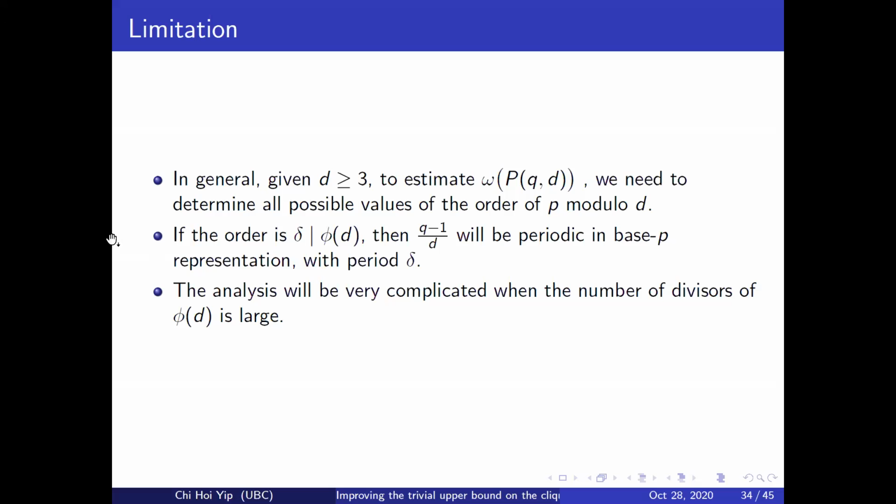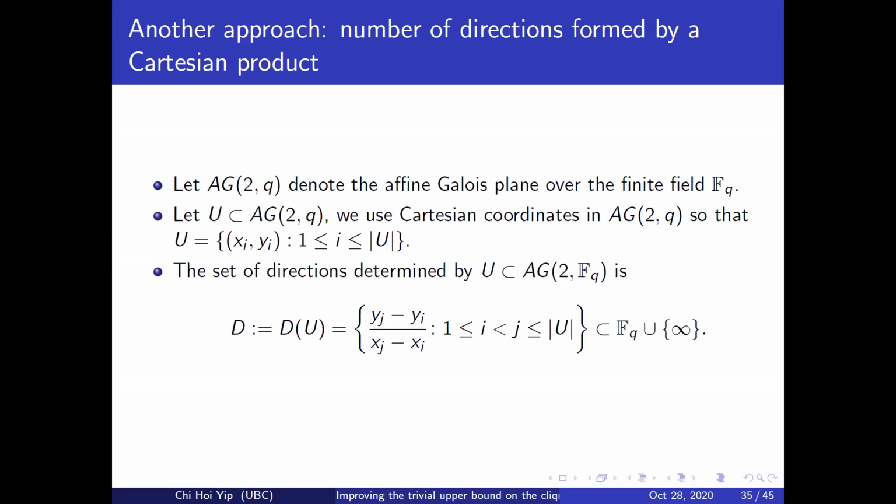Okay, I guess I still have about 15 minutes. Okay, so let's go to the second approach towards this problem. We will see the connection between the number of directions formed by a Cartesian product and the clique number of generalized Paley graphs in the next few slides. But let's first introduce the definition of this number of directions.